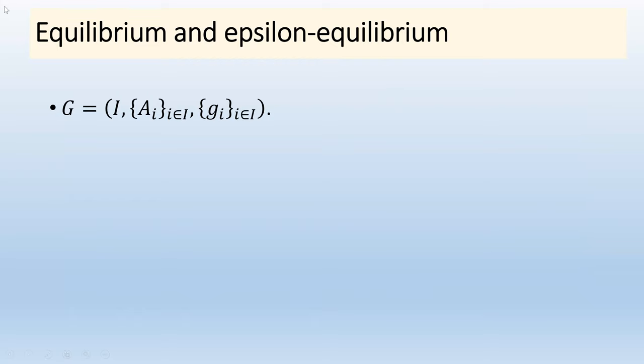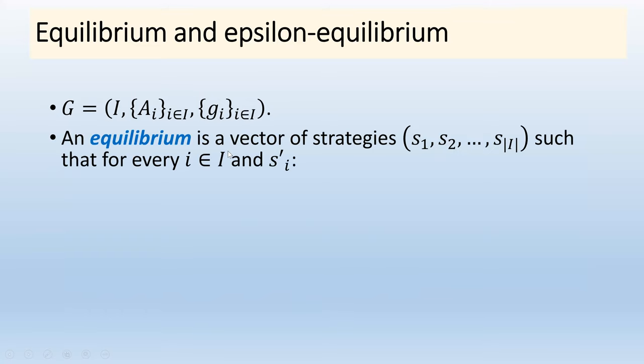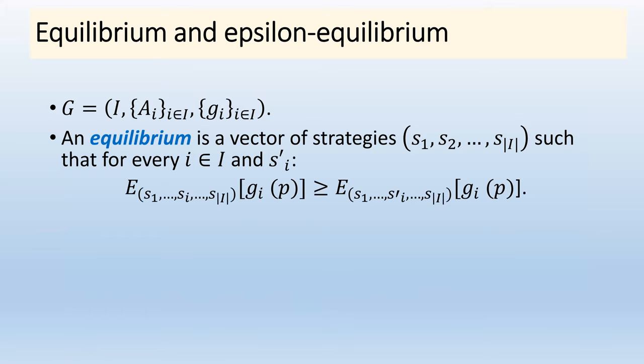Well, first, what is a game? So we have the set of players, we denote it by I. Each player has his or her set of actions and his or her payoff function. An equilibrium is a vector of strategies, one strategy for each player, such that a single player deviating to a different strategy than the one assigned to him by the vector of strategies in the equilibrium, while all other players still conform to their equilibrium strategy, is not profitable. You cannot gain by unilateral deviations.